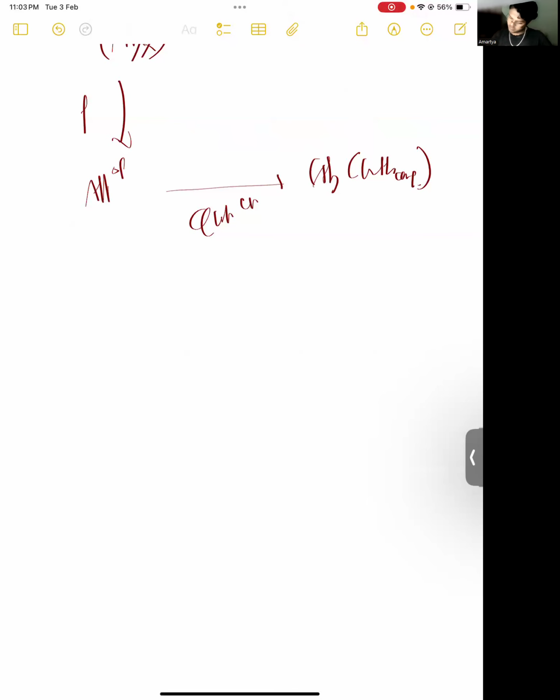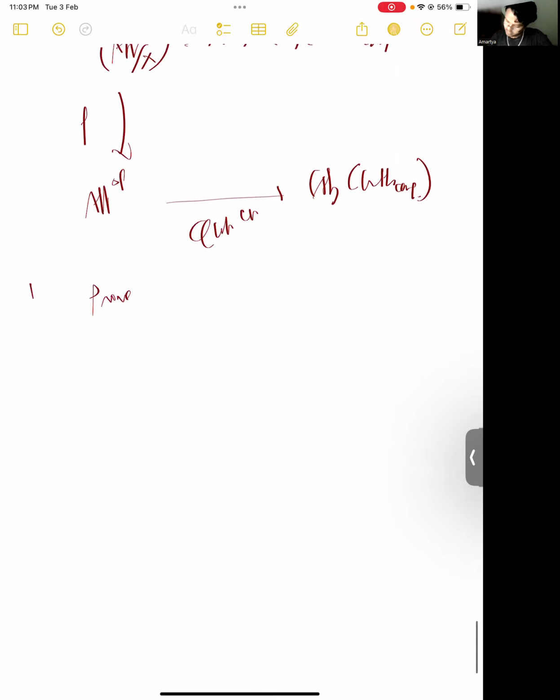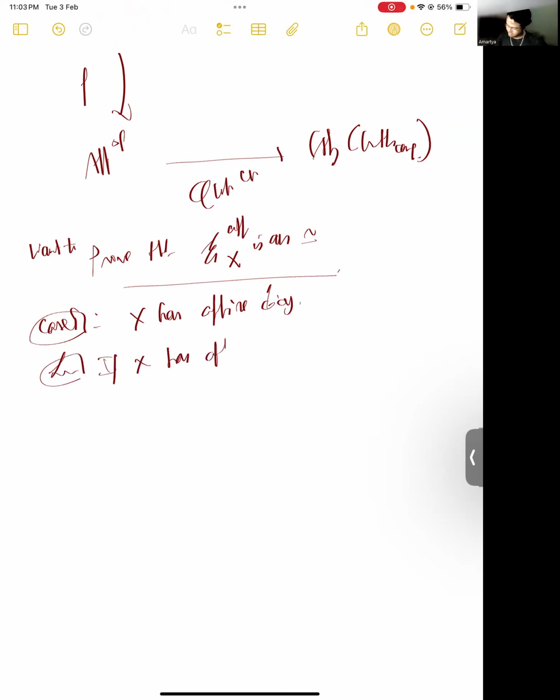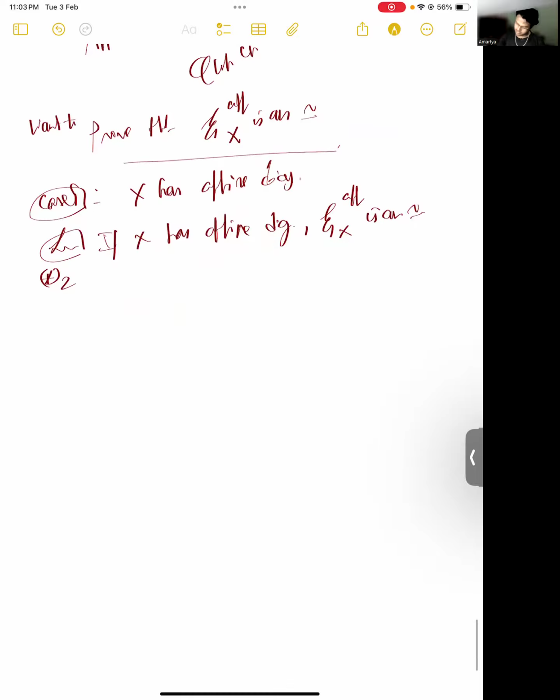Let's see. Now we want to prove that this psi f x is an equivalence. So let's start with case one, where x has affine diagonal. Lemma, let's call this star 2: if x has affine diagonal, then psi f x is an equivalence, right?